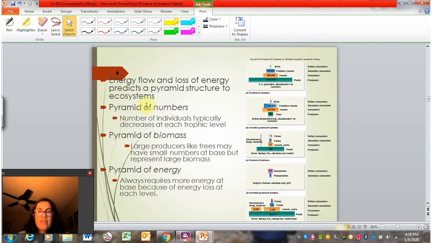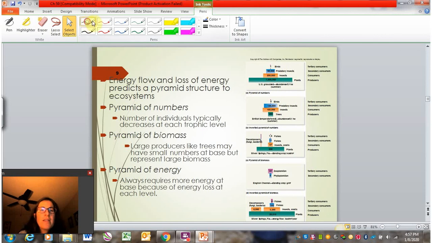So again, this is called a pyramid of numbers. It says the numbers of individuals typically decreases at each trophic level. So here's a grassland example where we see there's a very large amount of plants at the base. Only 200,000 insects that are eating those plants, only 90,000 predatory insects eating those herbivore insects, and only one bird eating the predatory insects. So again, we see a narrowing, a pyramid shape as we move up the food chain.